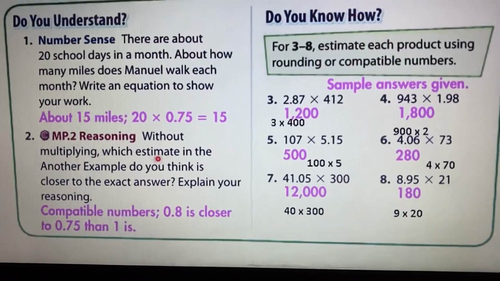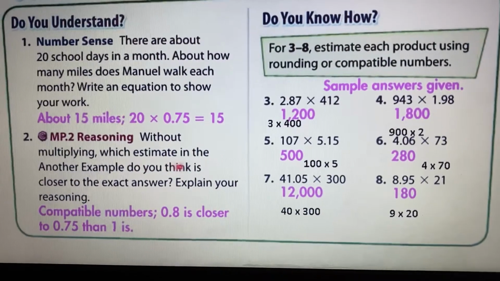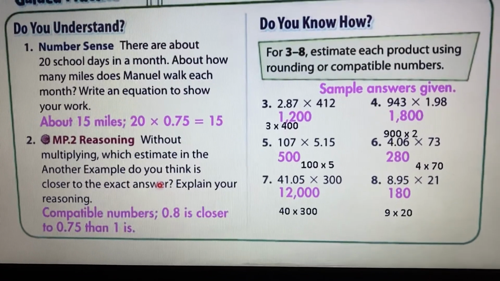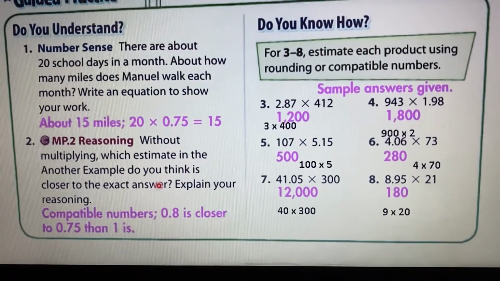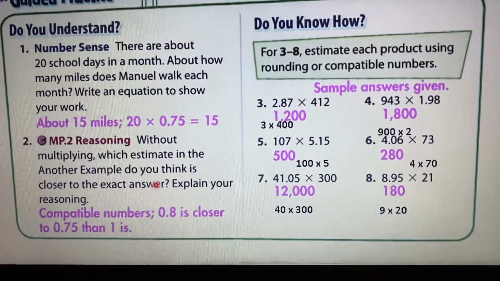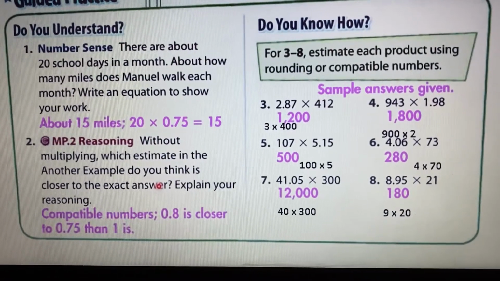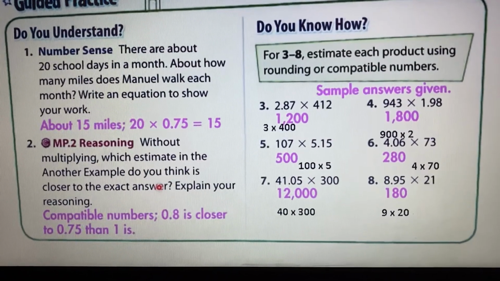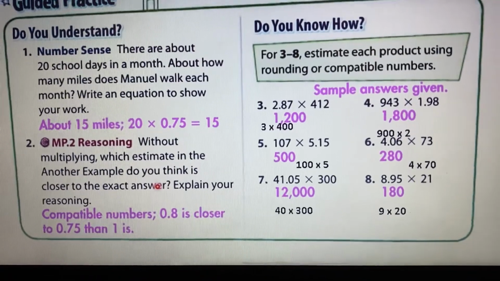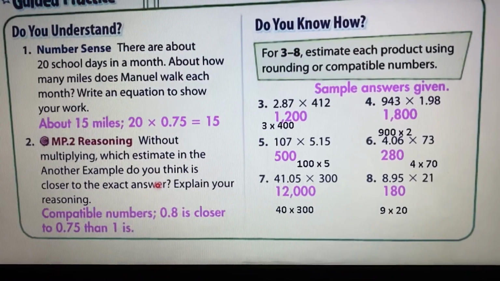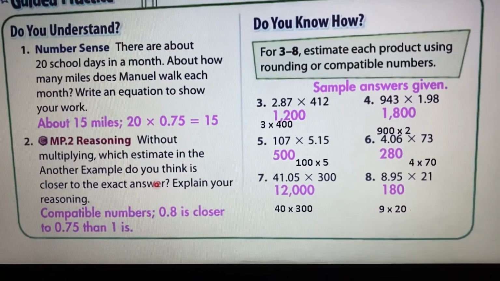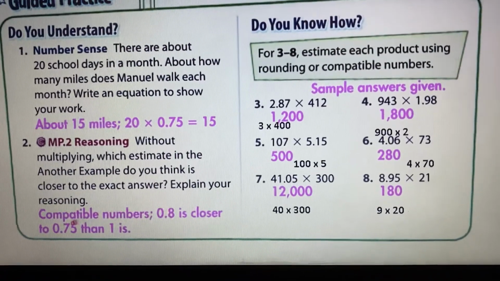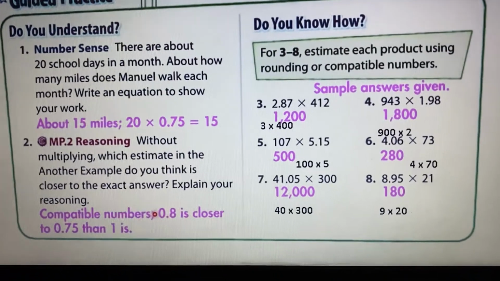Look at question number 2. Without multiplying, which estimate in the other example do you think is closer to the exact answer? Of course, the compatible number. Do you know why? Because 0.80 is closer to 0.75 than 1. I need only 0.05, only 5 hundredths to get to 0.80. But to get to 1, I need 0.25. So I need 25 hundredths to get to 1. So of course, the compatible numbers are closer to the exact answer.